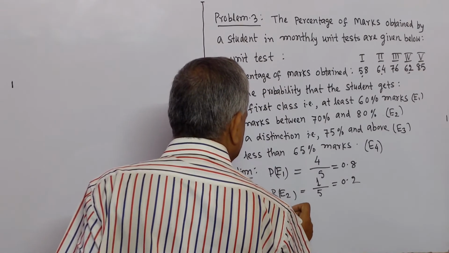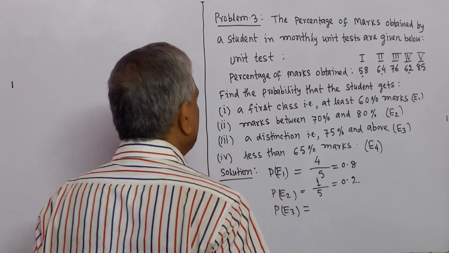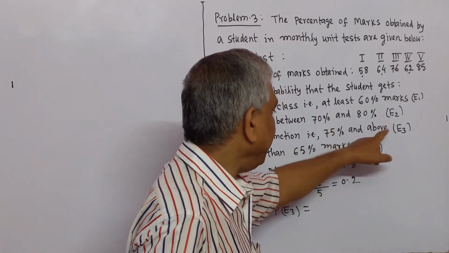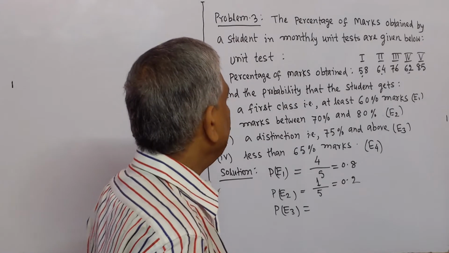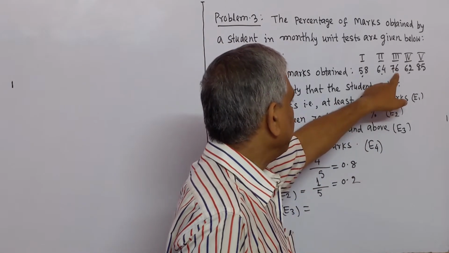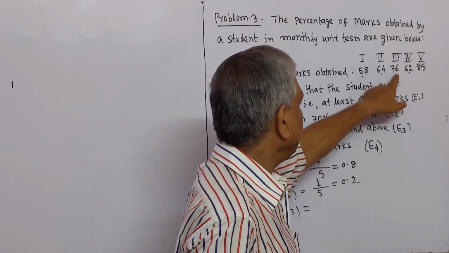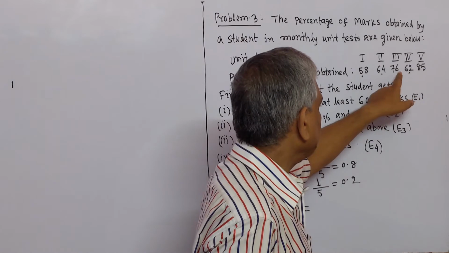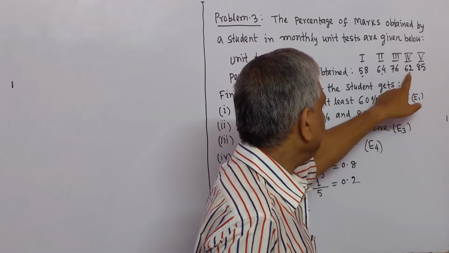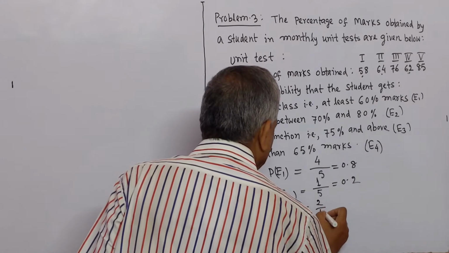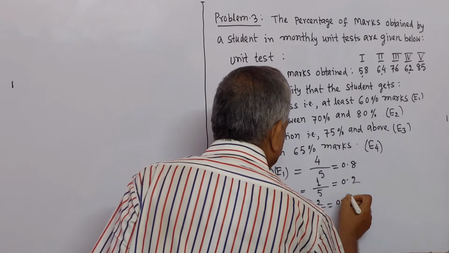P(E3), E3, a distinction, 75% and above. Here we see 76%, which is more than 75%, 85%, which is more than 75%. So we get this type of two tests. So 2 by 5 equal to 0.4.